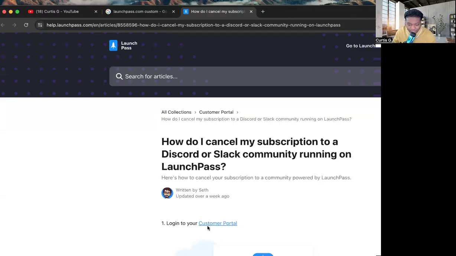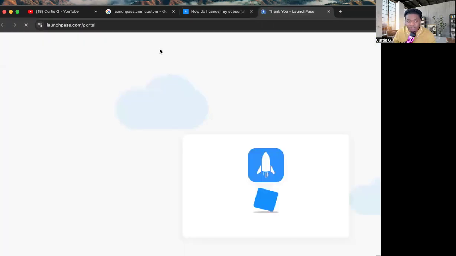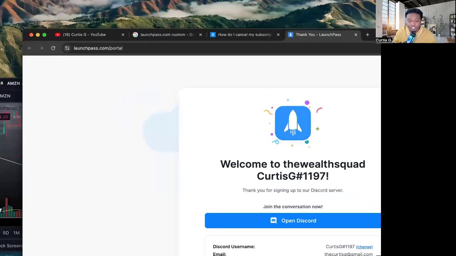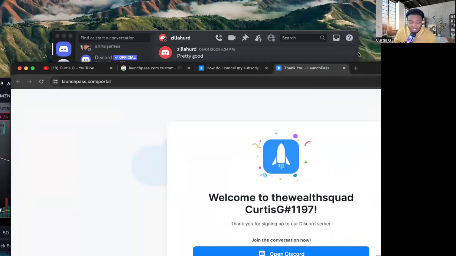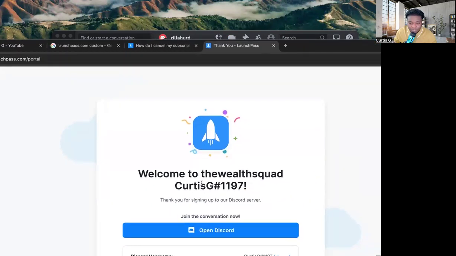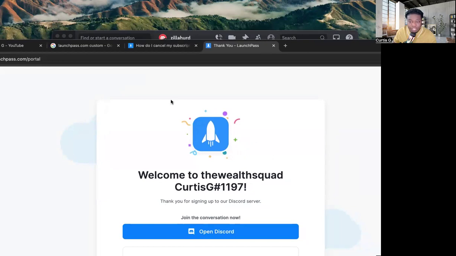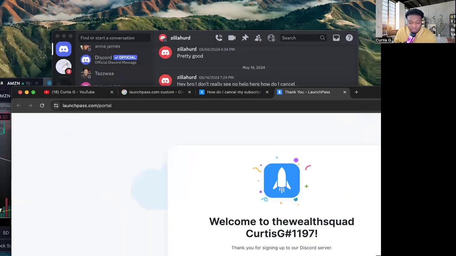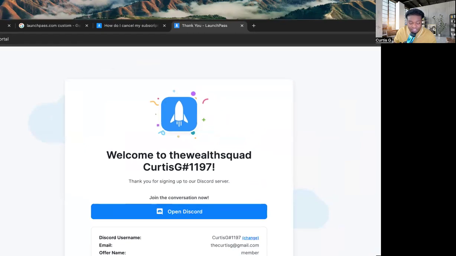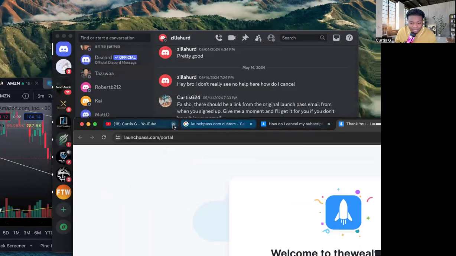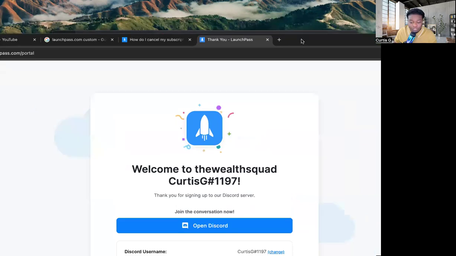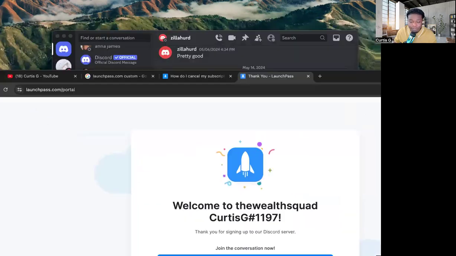So if you go to the LaunchPass customer portal right here, let's click this. So right up here, I'll bring this down a little bit. If you go to launchpass.com/portal, you will be able to get the link to the Discord. It'll take you to and it'll show you all of the Discords that you're signed up for. So this is where you want to go to get the link to the Discord. Mangal Karim, I hope I'm pronouncing the name correctly. My bad if I'm not saying it right. But you want to go to launchpass.com/portal, and then it will take you to any Discords that you're signed up for. So that's where you want to go.